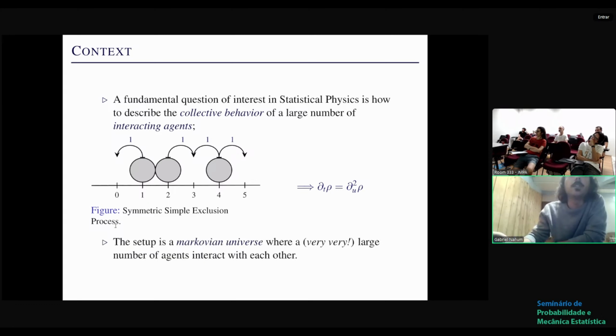This process is a Markov process, so each jump happens at a time and depends only on the previous configuration. And the lattice will be taken to be very, very large and rescaled into some continuous object that we associate with the macroscopic space. This discrete space and discrete dynamics we associate with the microscopic space.